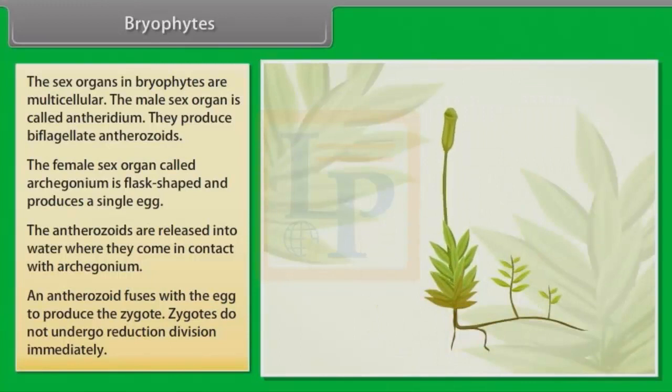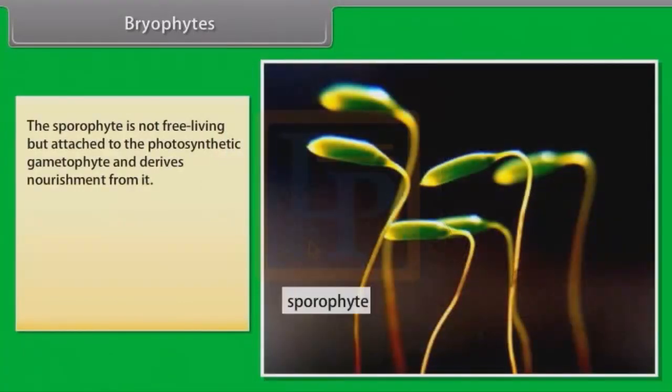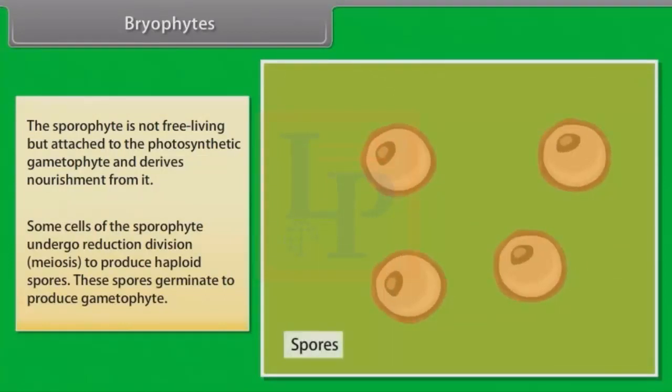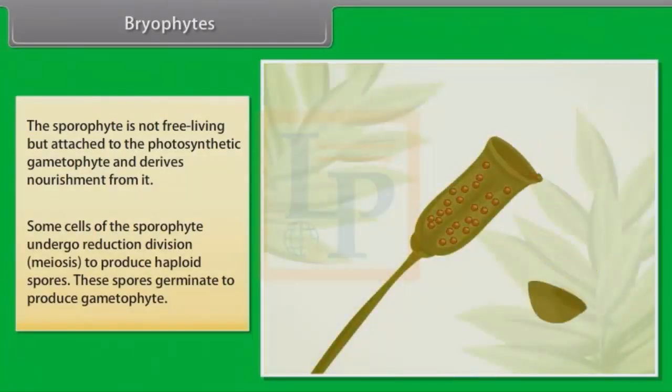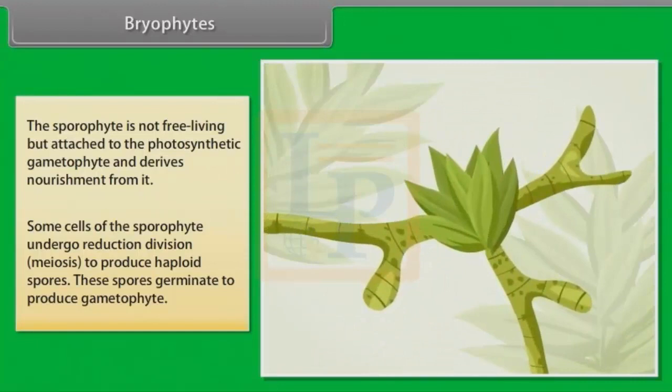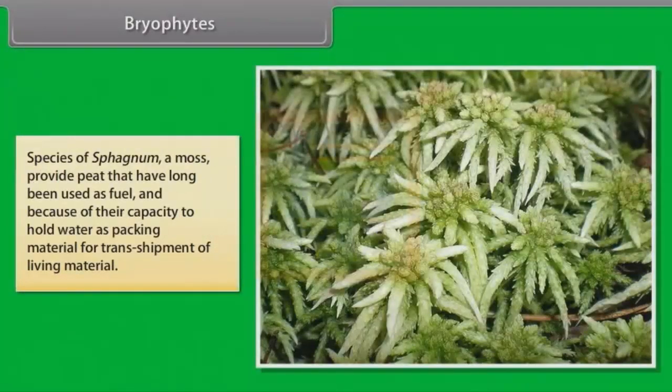Zygotes do not undergo reduction division immediately. The sporophyte is not free-living but attached to the photosynthetic gametophyte and derives nourishment from it. Some cells of the sporophyte undergo reduction division, meiosis, to produce haploid spores. These spores germinate to produce gametophyte. Species of sphagnum, a moss, provide peat that has long been used as fuel, and because of their capacity to hold water, as packing material for transshipment of living material.